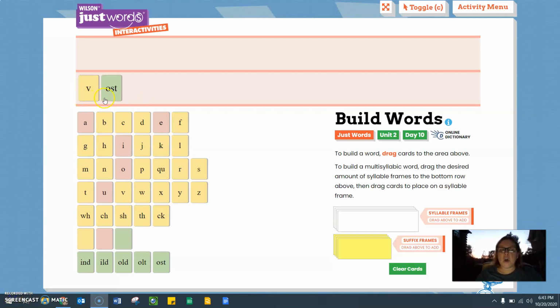Voast. V-oast, voast. Gremp. Echo, gremp. Gremp. G-R is blending, gur, and then we have the M-P, mp. The E is making the sound. Is that a short vowel sound, or is that a long vowel sound? Is the short vowel sound for E. E, ed, eh.